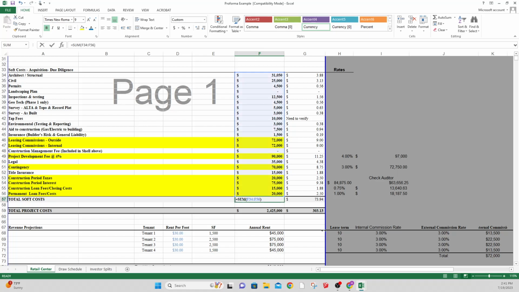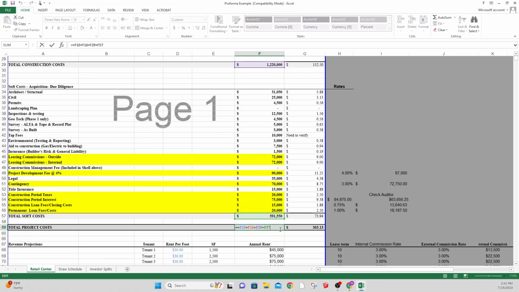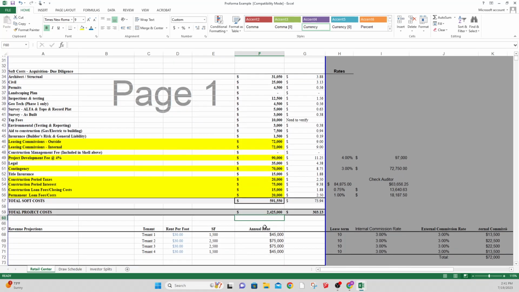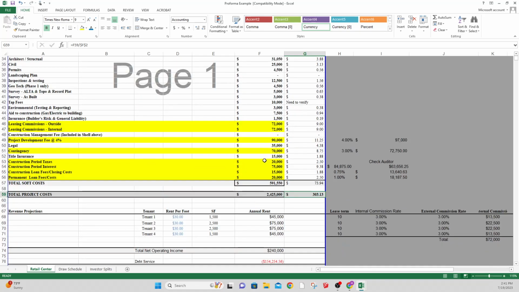So, all of this essentially sums up into each one of these 4 buckets. That essentially goes into the total project costs. So overall, to build this building, 8,000 square feet, we're going to assume it's about a $2.4 million project, or about $303 a foot, to complete this thing. From there, that's kind of like all the money going out.